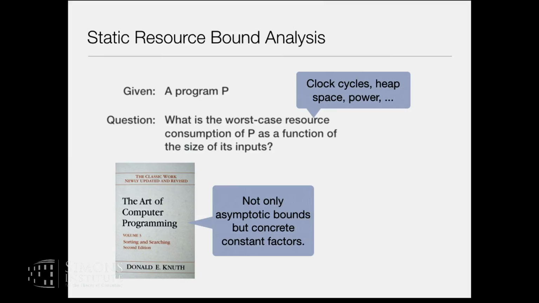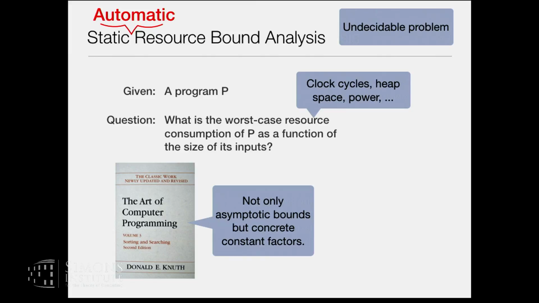And this is similar to what Don Knuth does in The Art of Computer Programming, where he also has concrete constant factors for the MIPS architecture. But you can't ask a developer to do such an analysis for their code, so we would like to do that automatically. Of course, this is an undecidable problem, but the goal is to come up with some technology that works well for a lot of programs, and particularly for programs that people write in practice.